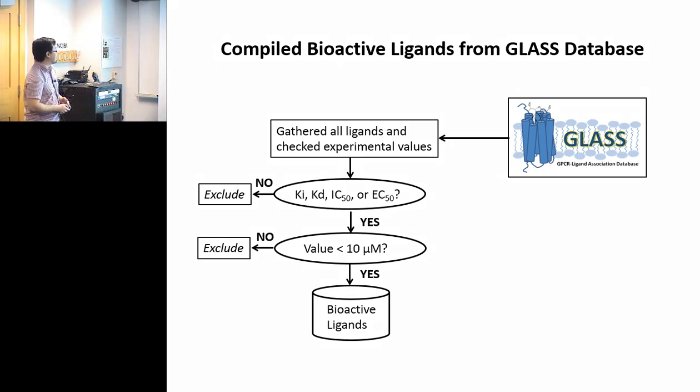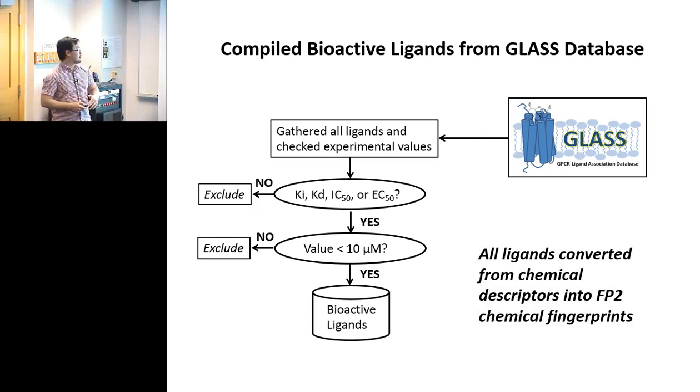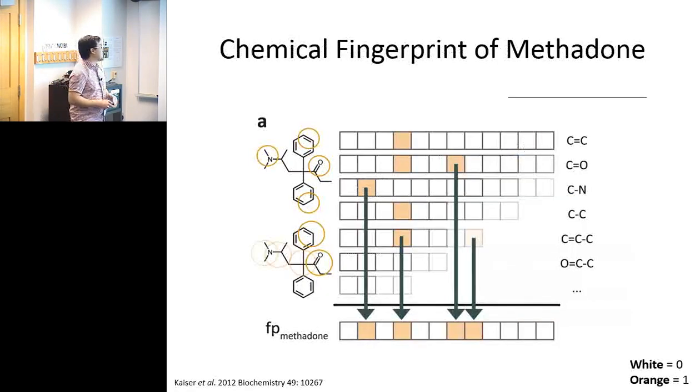And so from this, I have a pool of bioactive ligands that I use to filter. All the ligands here are then converted into what's called a molecular descriptor or chemical descriptor. The one I use here is called the FP2 fingerprint from OpenBabel. Generally, this is how the algorithm works for FP2 fingerprint generation in OpenBabel.